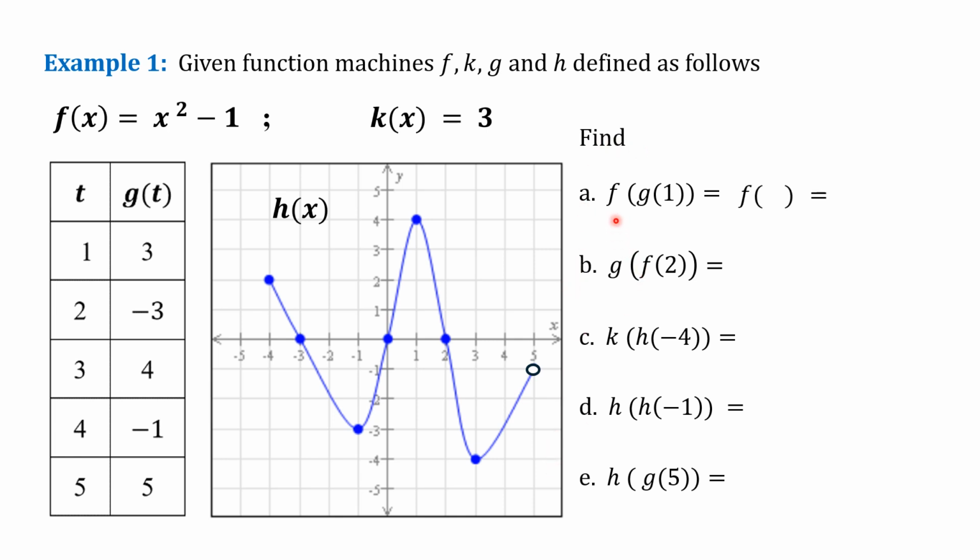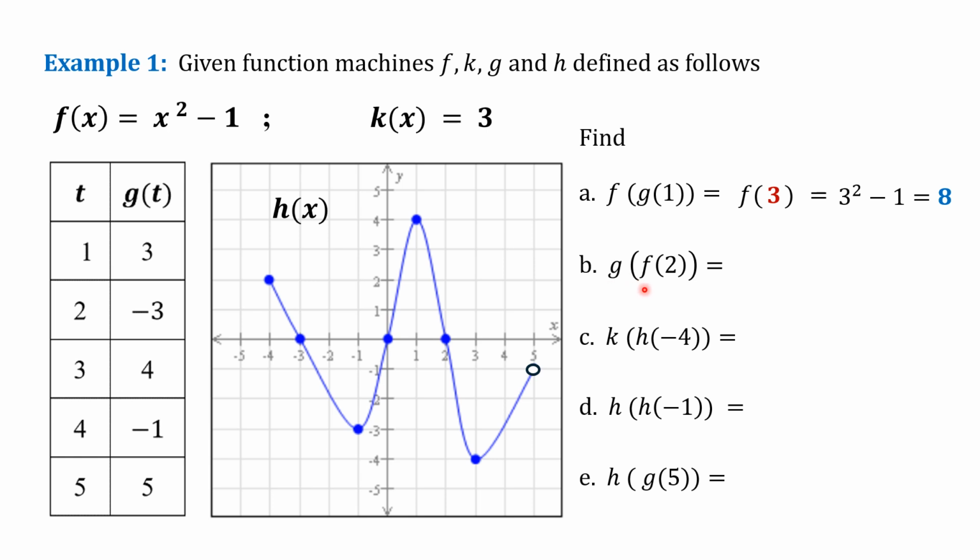First is f of g of 1. To find f of g of 1, let us start with the innermost function, which is g of 1. In finding g of 1, we will base on the table of values in the function machine g. So g of 1 is equal to 3. Then, finding f of 3, we evaluate from this equation x squared minus 1, so 3 squared minus 1, which is equal to 8. So f of g of 1 is 8.